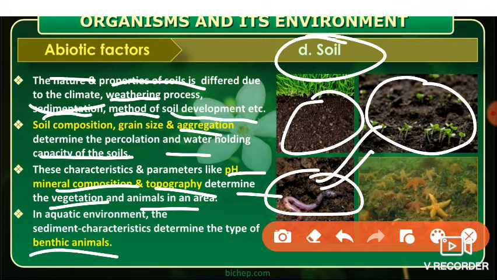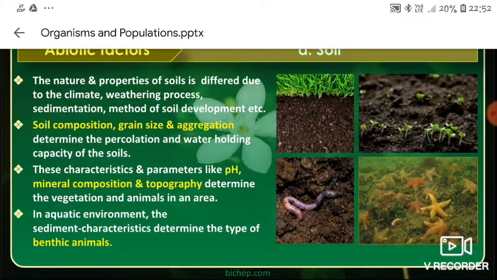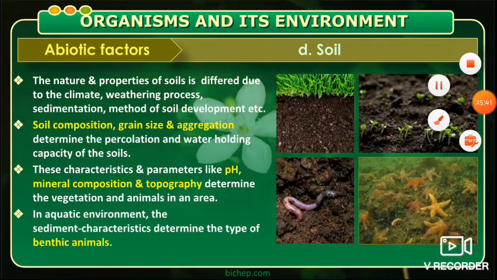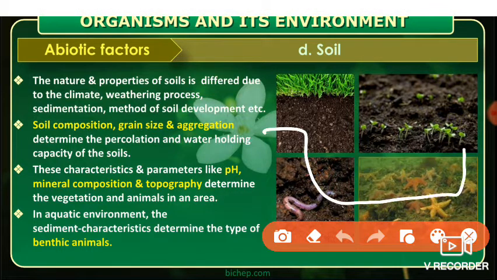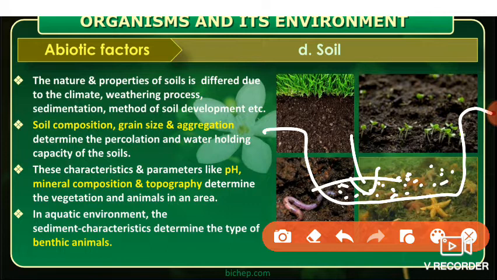Benthic means present in the deep condition. Organisms present in very deep conditions, such animals we call benthic animals. The benthic region comes in the sea, the seashore. For example, here is a sea, and whatever animals are present in the depth, in this region, we call them benthic animals. This region we call the benthic region.